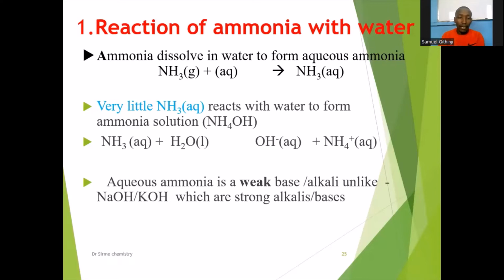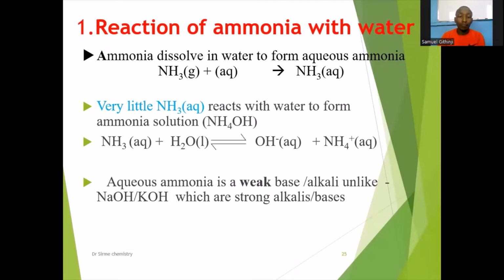Looking at that, we are talking of very little ammonia dissolving, and that makes ammonia solution a very weak base. Unlike sodium hydroxide or potassium hydroxide, which will dissolve completely, this one has very little ammonia in aqueous solution. So most of it will be in molecular form, that is ammonium hydroxide, and that makes it a very weak base.